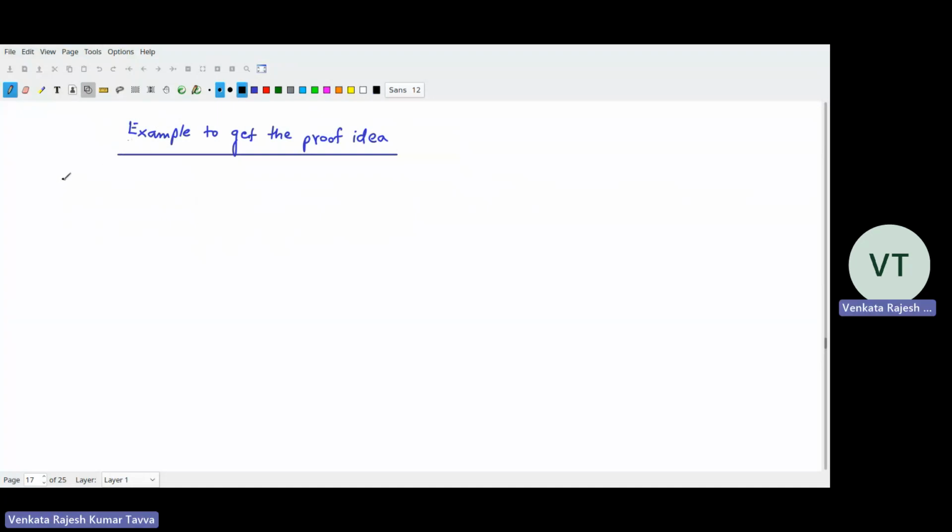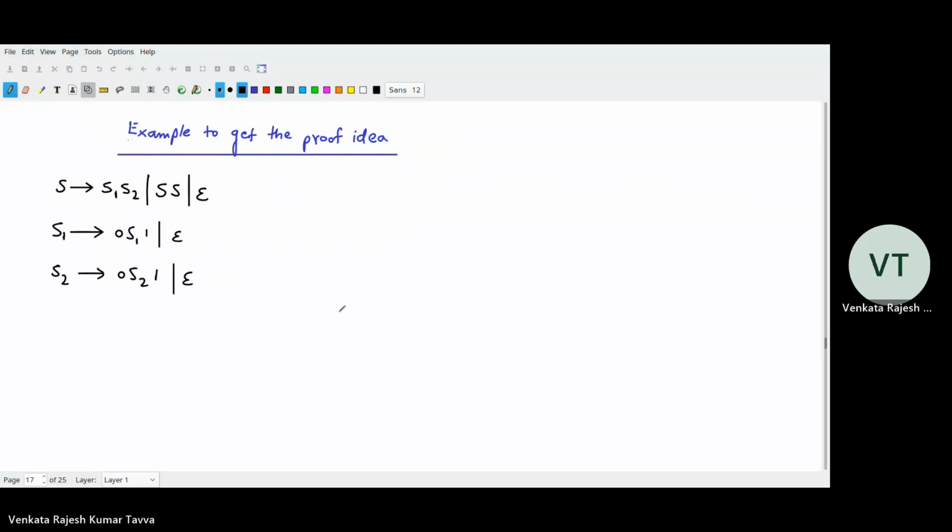So let's consider the grammar. Say S goes to S1, S2, or SS, or epsilon. S1 goes to 0, S1, 1, or epsilon, and S2 goes to 1, S2, 0, or epsilon. Can anyone tell me what is the language generated by this grammar?